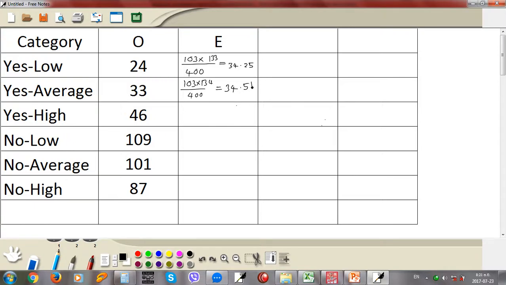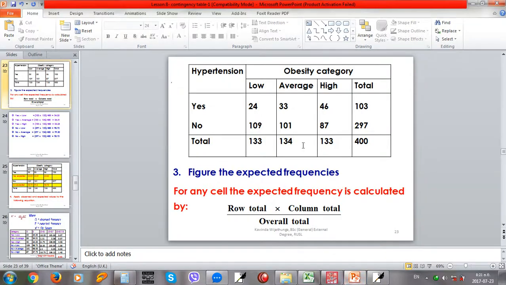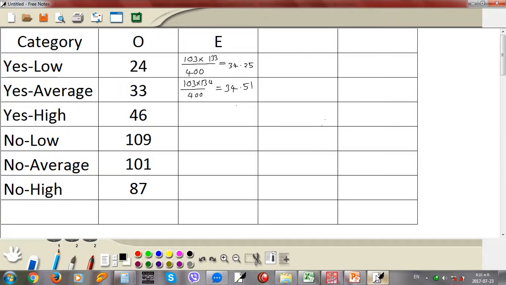Then 46 is this one. Again row total is 103, column total is 133, divided by 400. 103 multiplied by 133 divided by 400. Same thing, no? Then same value, 34.25.